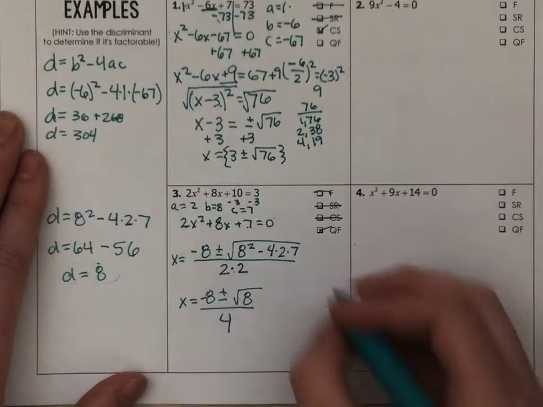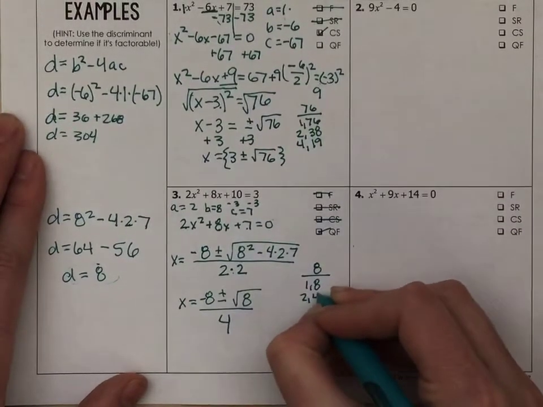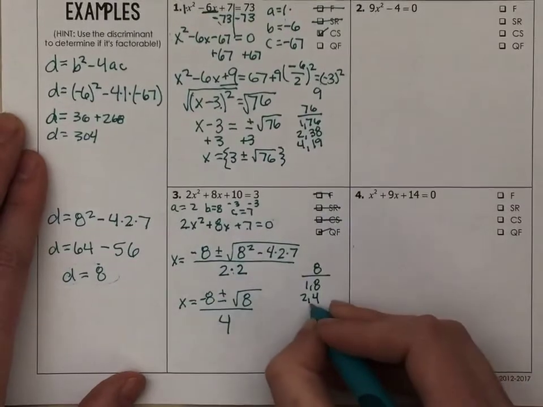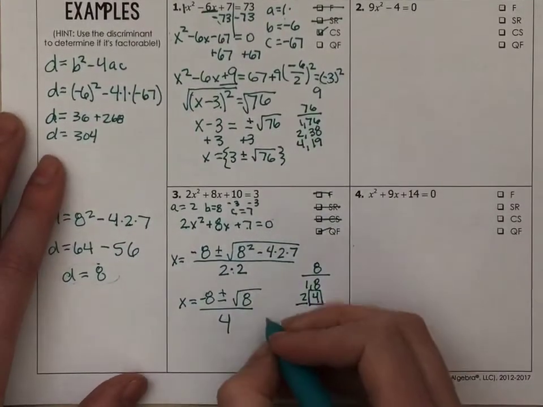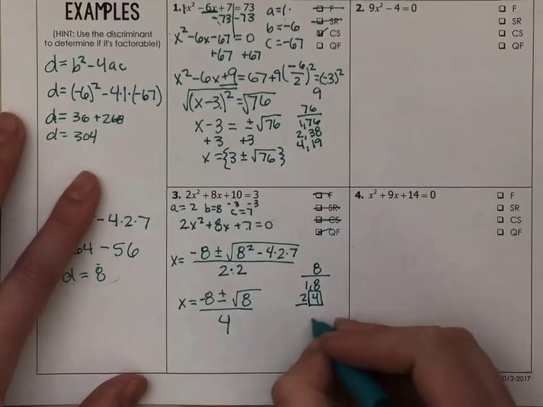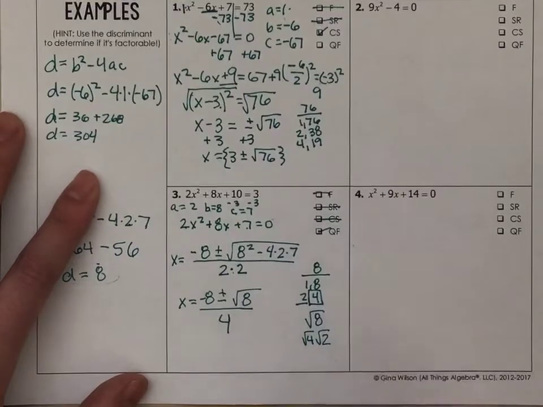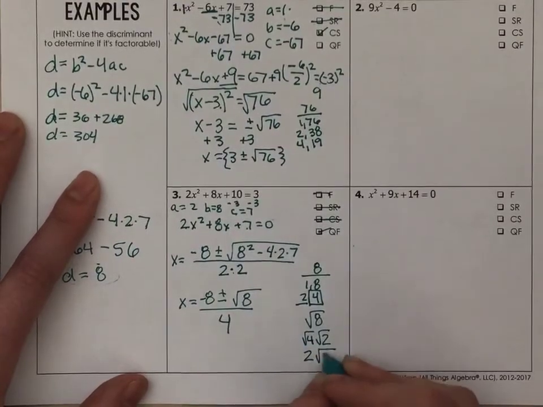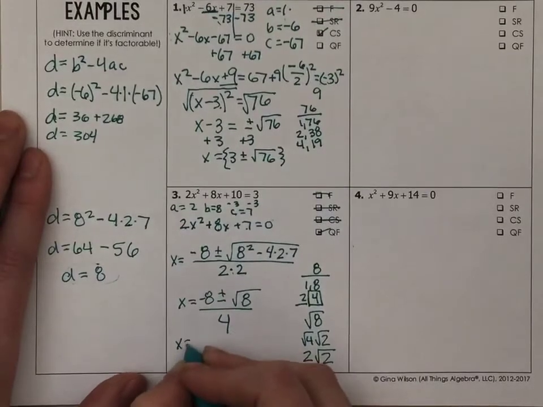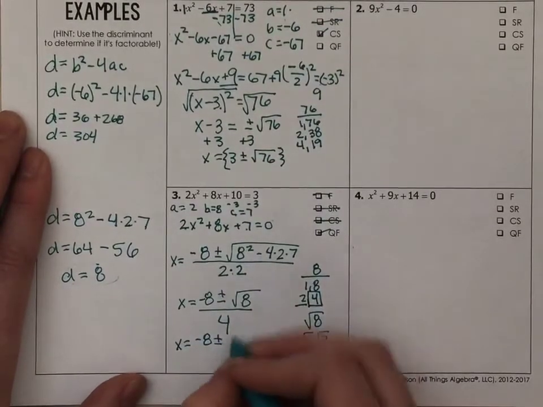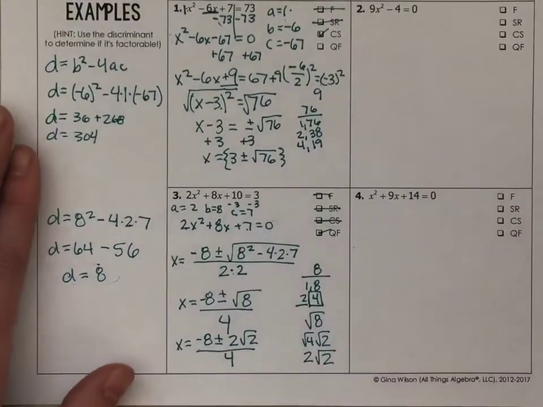So square root of 8, factors of 8 are 1 and 8, 2 and 4. And if I want to simplify a square root, I want to pick its biggest perfect square, meaning that the square root of 8 would be simplified to square root of 4 times square root of 2, and the square root of 4 is 2. So square root of 8 is the same as 2 square roots of 2. So negative 8 plus or minus 2 square roots of 2, all divided by 4.